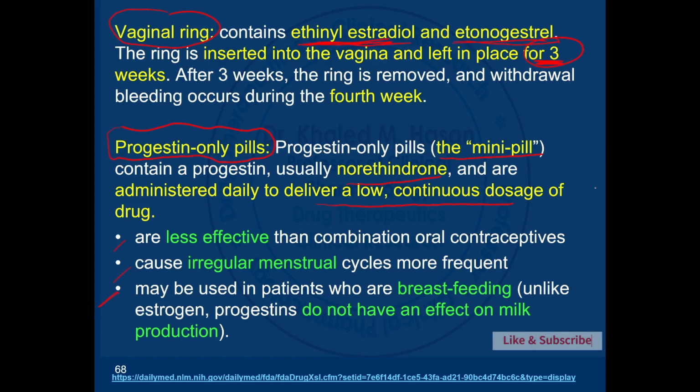So which of these oral contraceptives will be prescribed during breastfeeding? The progestin only pill, norethindrone, the mini pill. We use it during lactation, and we need to remember that. Norethindrone, progestin only pill: less effective, may cause irregular menstrual cycles.